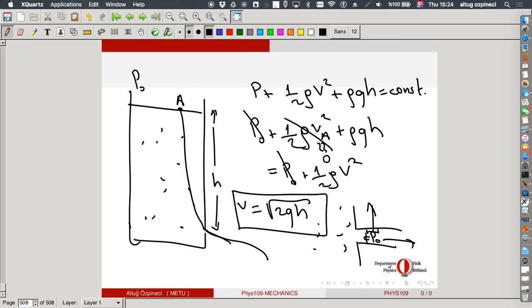It is as if you just drop water from here and it comes here. I mean, if there was no liquid, if you just drop some mass from this point, when it reaches this point, this will have been its speed. And again, we obtain the same result by Bernoulli's equation. So now we know the speed.